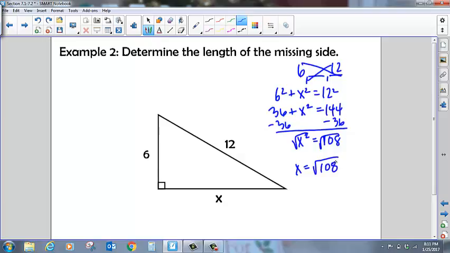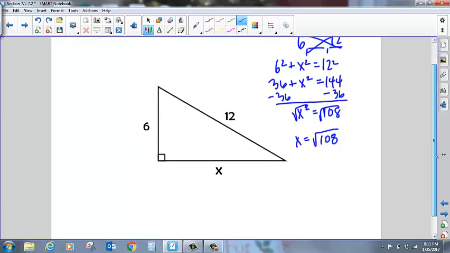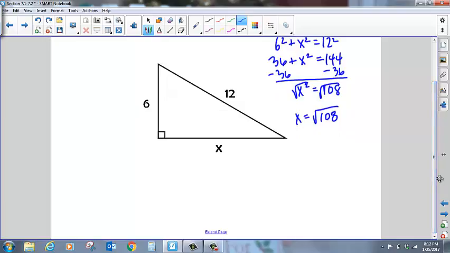But again, remember, you want to go through and try to break this down if you can. So what perfect squares can you break 108 up into? 4 can go into 108, so we can write this as 4 times 27. We can take the square root of 4, which is 2, so that's going to go outside. 27 is going to go in.